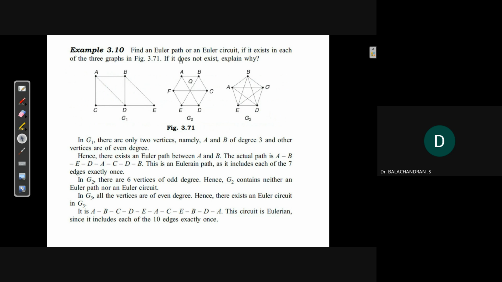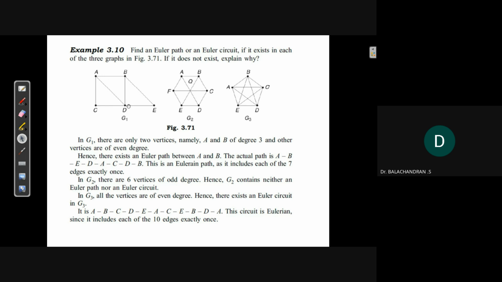Next: find an Eulerian path or an Eulerian circuit, if it exists, in each of the three graphs. If it does not exist, explain why. Look at this one. For an Eulerian circuit, all the degrees should be even. Here this is degree 2, this is 2, this is 2, this is 3, 3. We already studied a property: if a graph contains two vertices of odd degree, it contains an Eulerian path, but surely not an Eulerian circuit. When a graph contains an Eulerian circuit, all its vertices have even degree. So this will not contain an Eulerian circuit.